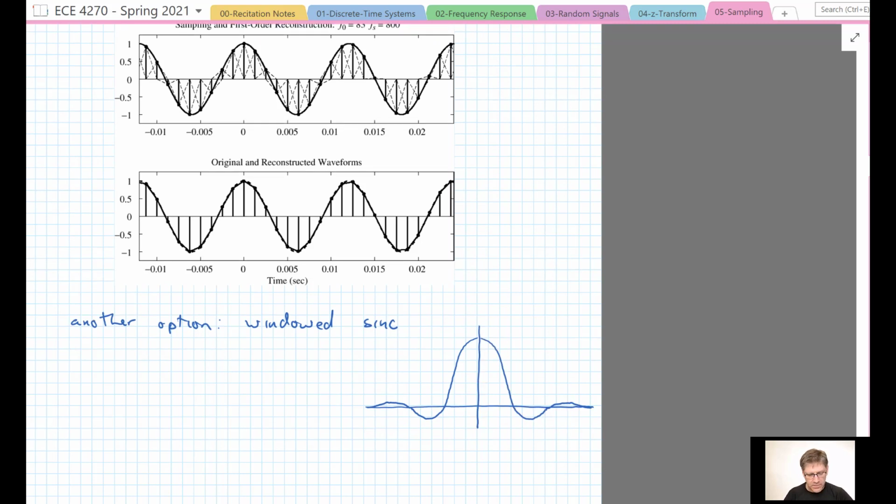Indeed, if I were to reconstruct the above sinusoid with windowed sinc, it would be at that resolution impossible to tell that it hadn't been a perfect reconstruction. And that's only windowing it to a few periods out. By going further, you can get even better results.